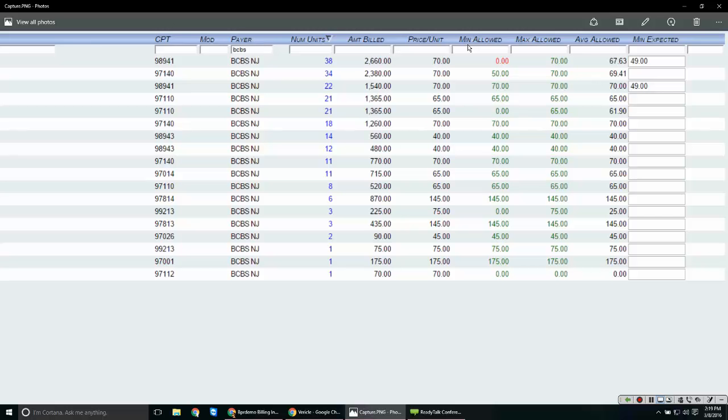If you're consistently getting paid $50 for your 98943 out of network from Blue Cross Blue Shield, and you want to make sure you get flagged on anything below that amount, you can put that in there even for your out of network claims, and it will flag it if that allowed amount drops below $50, asking the question, hey, you've done this before, what changed now? Why did you reduce my allowed amount on my out of network claims now?